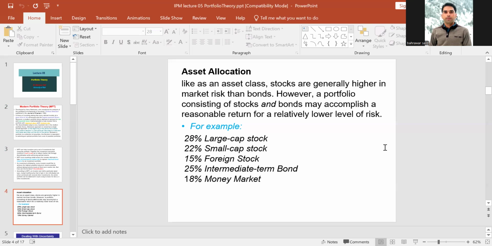Let's have an example. Think of a team. If everyone is a striker, the team will be unbalanced. You need defenders, midfielders, and strikers. Similarly, a portfolio needs a mix of all such different assets to minimize the risk and maximize the returns.